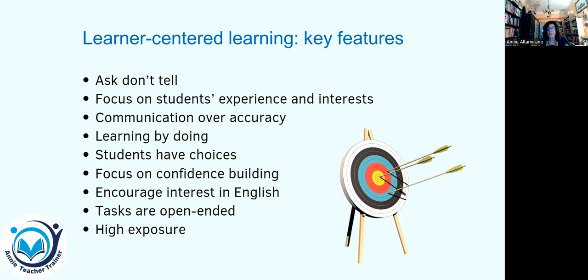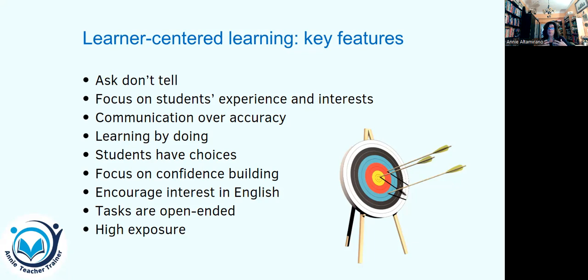Also, prioritize communication over accuracy. The main reason for students learning a language, whatever the language is, is to be able to communicate with other speakers of that language. So students need opportunities to practice communicating in English without the constant fear of making mistakes hanging over them. If you feel the need to correct their mistakes, don't interrupt the conversations. Make notes and give feedback later, unless the mistake is so serious that it impedes communication.